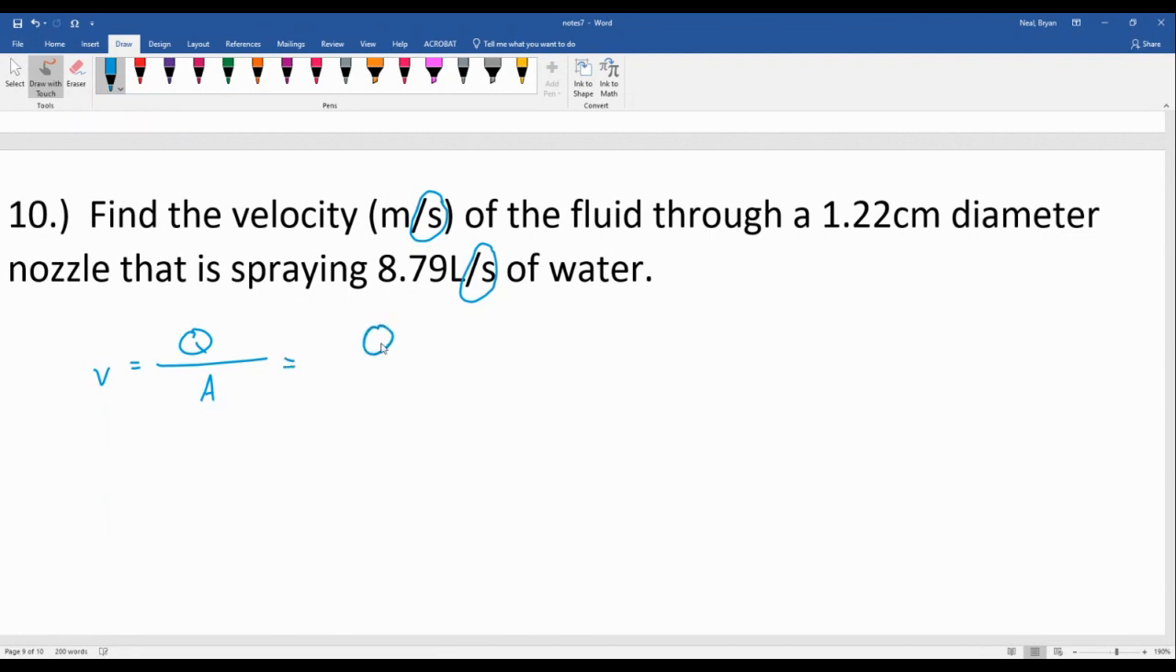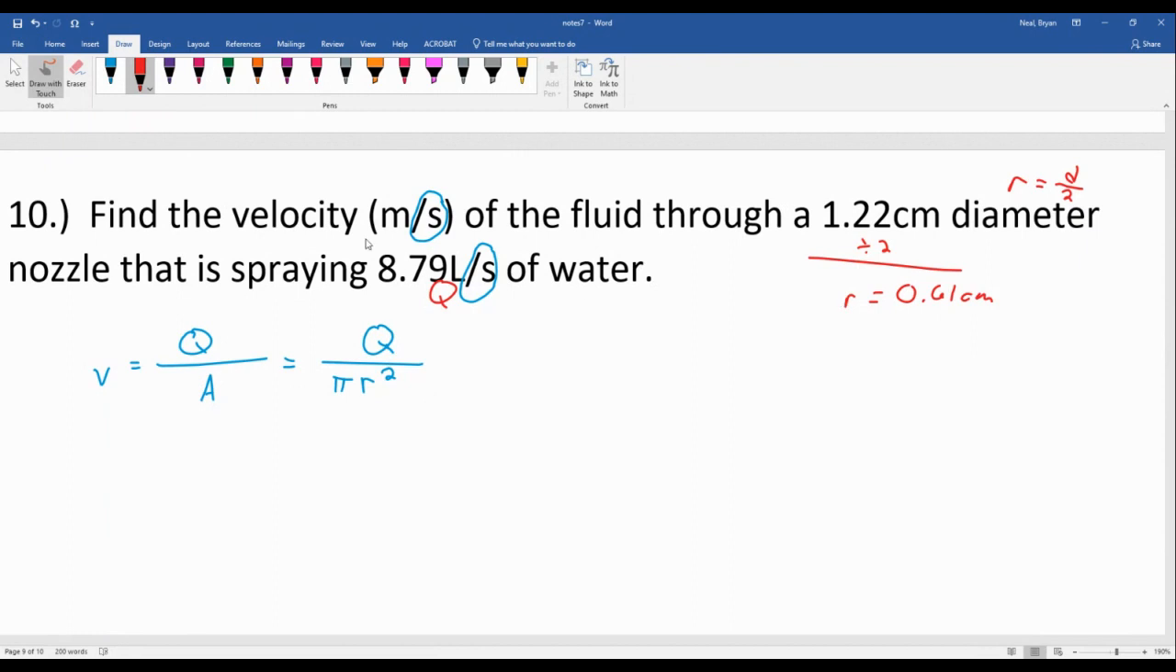We can do a little bit better here though, because pipes and hoses and nozzles tend to be round, so we can pretty safely assume that the area is going to come from pi r squared. So that's enough now for me to start figuring out what's going on with the rest of the stuff. We've got Q, that's the flow rate right here. I want R, so I want to remember that the radius is only halfway across the circle. So I take my diameter and I cut it in half. I divide that by 2, then I get that my radius is 0.61 centimeters.